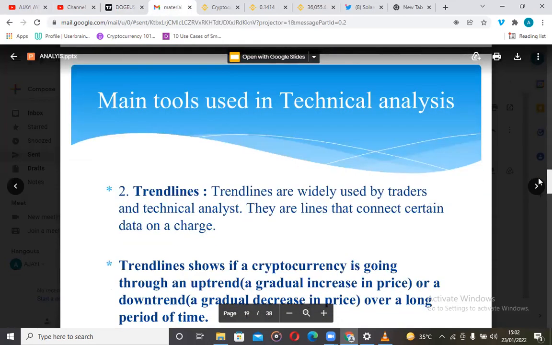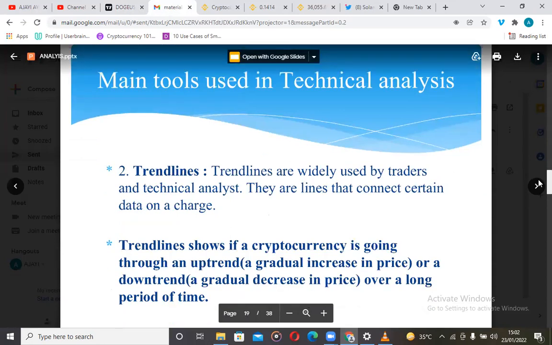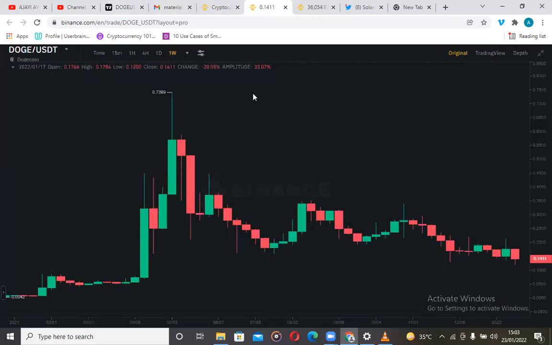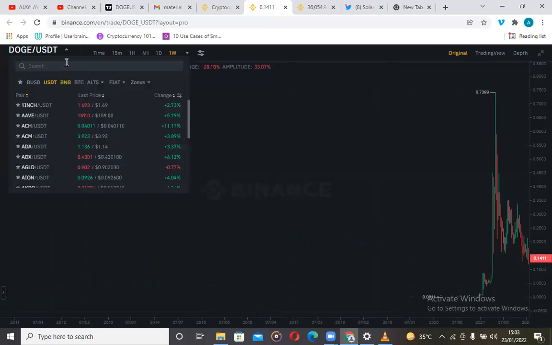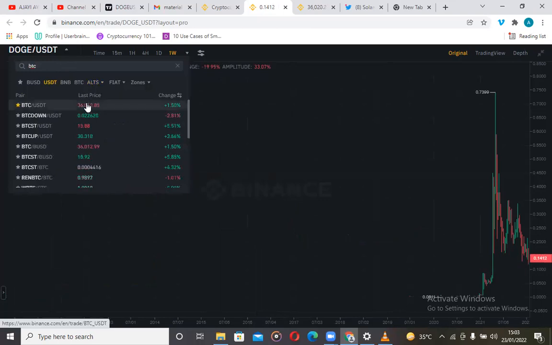Now, there's something we call trend lines. Trend lines show an uptrend or a downtrend. Now let me use the coin that people know the most. That's BTC. Let me use BTC.